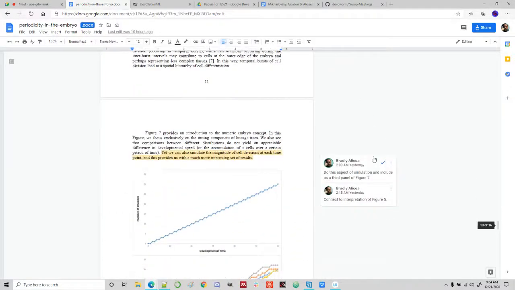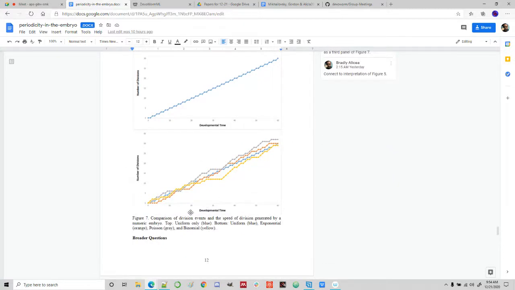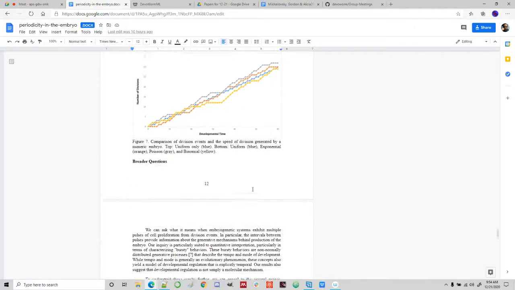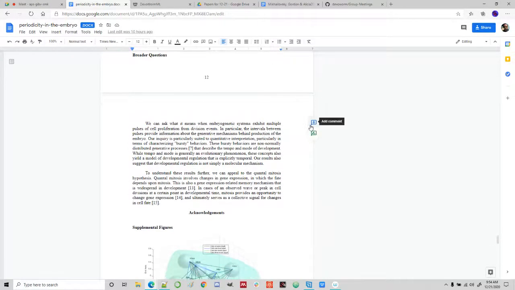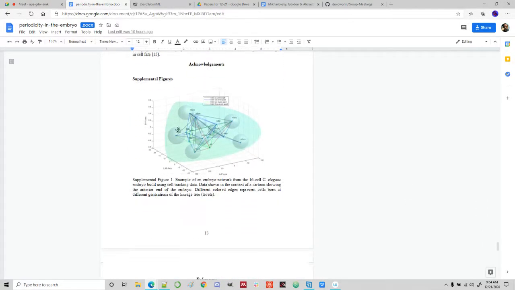And then we get down to this simulation, which I won't go through, but I talked about it a couple weeks ago, where you're measuring the number of cell divisions over time, and you can use different statistical distributions to generate different patterns of divisions over time. We discussed this model. I'm not done with this yet, but there are some interesting findings here. And then this is a supplemental figure showing an embryo network in a model of an embryo. It's a 3D cartoon, but it gives people an idea of what that looks like.